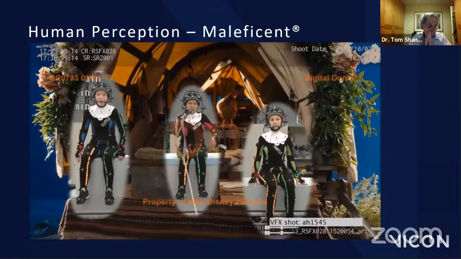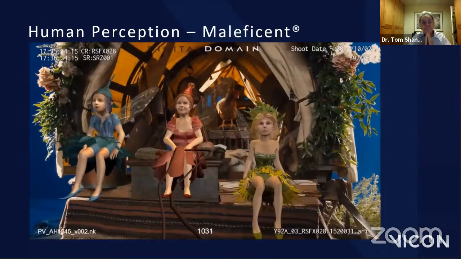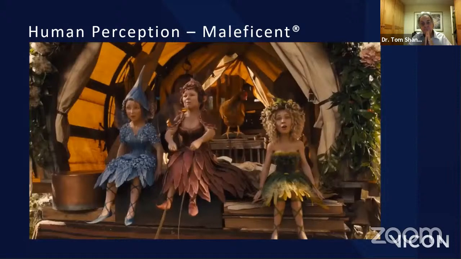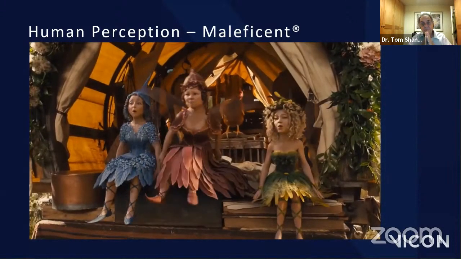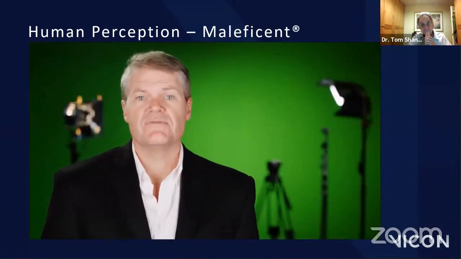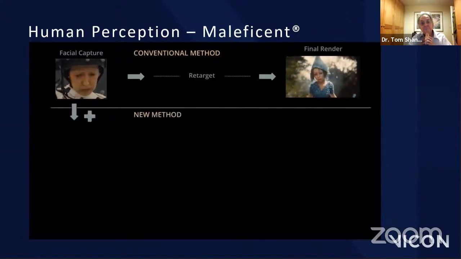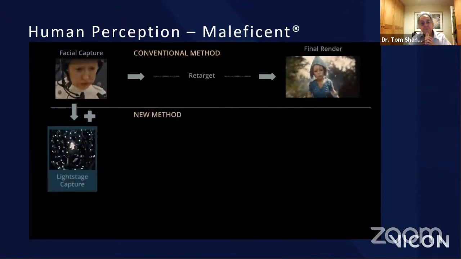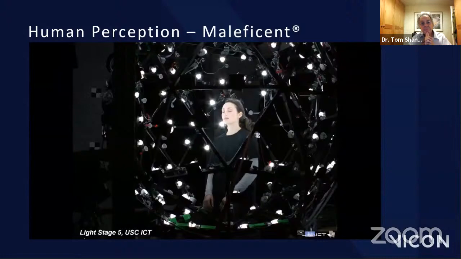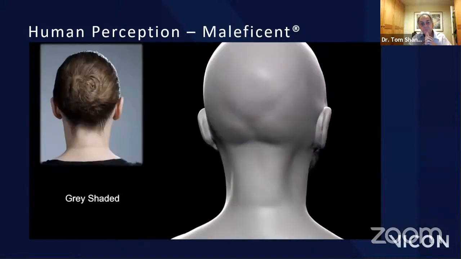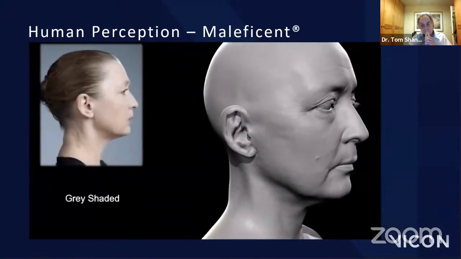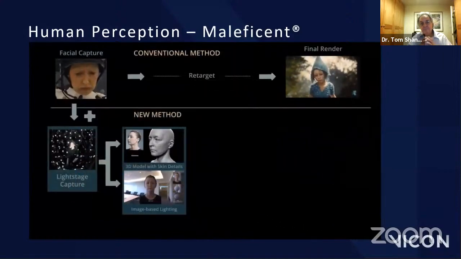Digital Domain took a much longer and more complex path to get from the actress to the final. But in so doing, it broke out each stage separately, so that each stage could be individually tested. The motion capture data was coupled with light stage scanning. Now, thanks to hundreds of computer-controlled LEDs, this makes for a very accurate model of the actress, but also gives us something called image-based lighting.